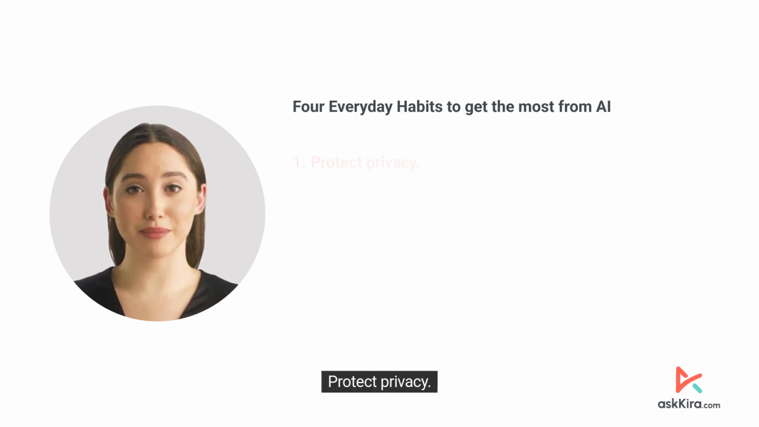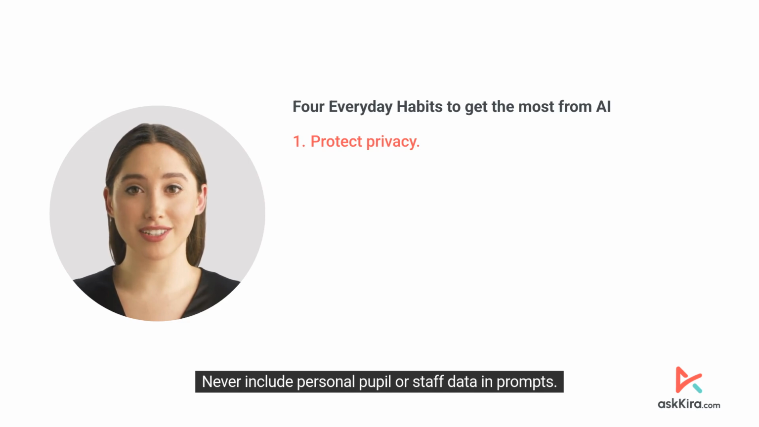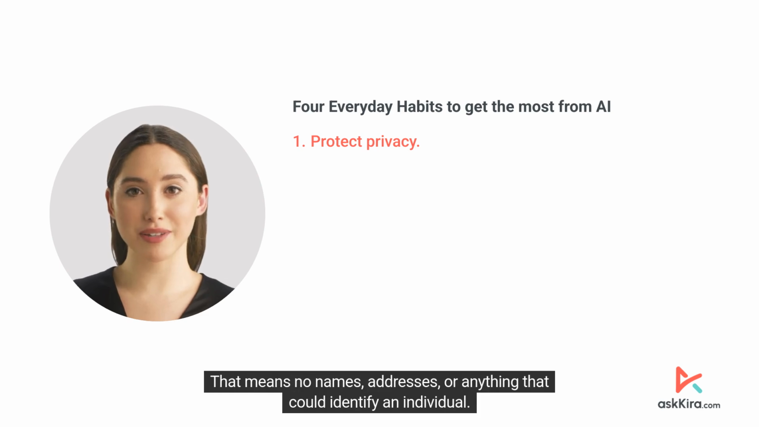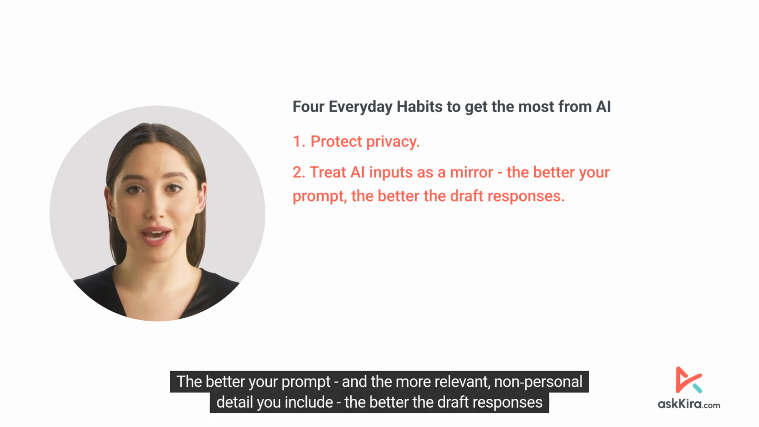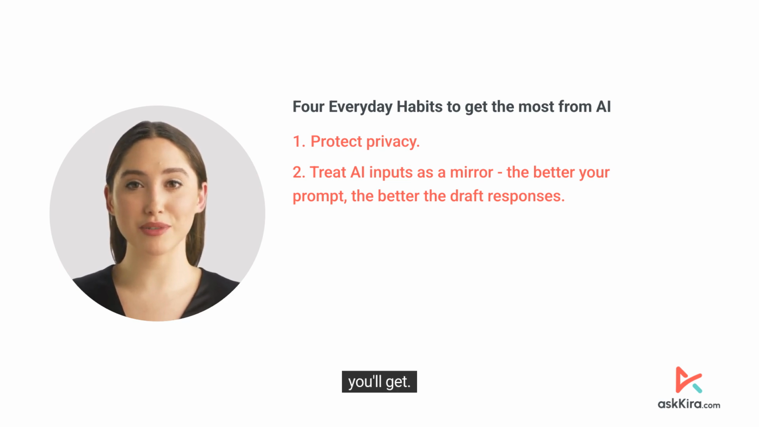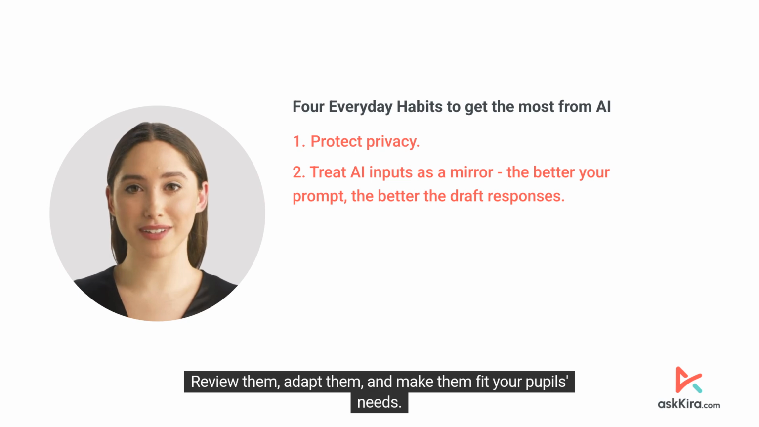1. Protect privacy. Never include personal pupil or staff data in prompts. That means no names, addresses, or anything that could identify an individual. 2. Treat AI inputs as a mirror. The better your prompt, and the more relevant, non-personal detail you include, the better the draft responses you'll get. Review them, adapt them, and make them fit your pupils' needs.